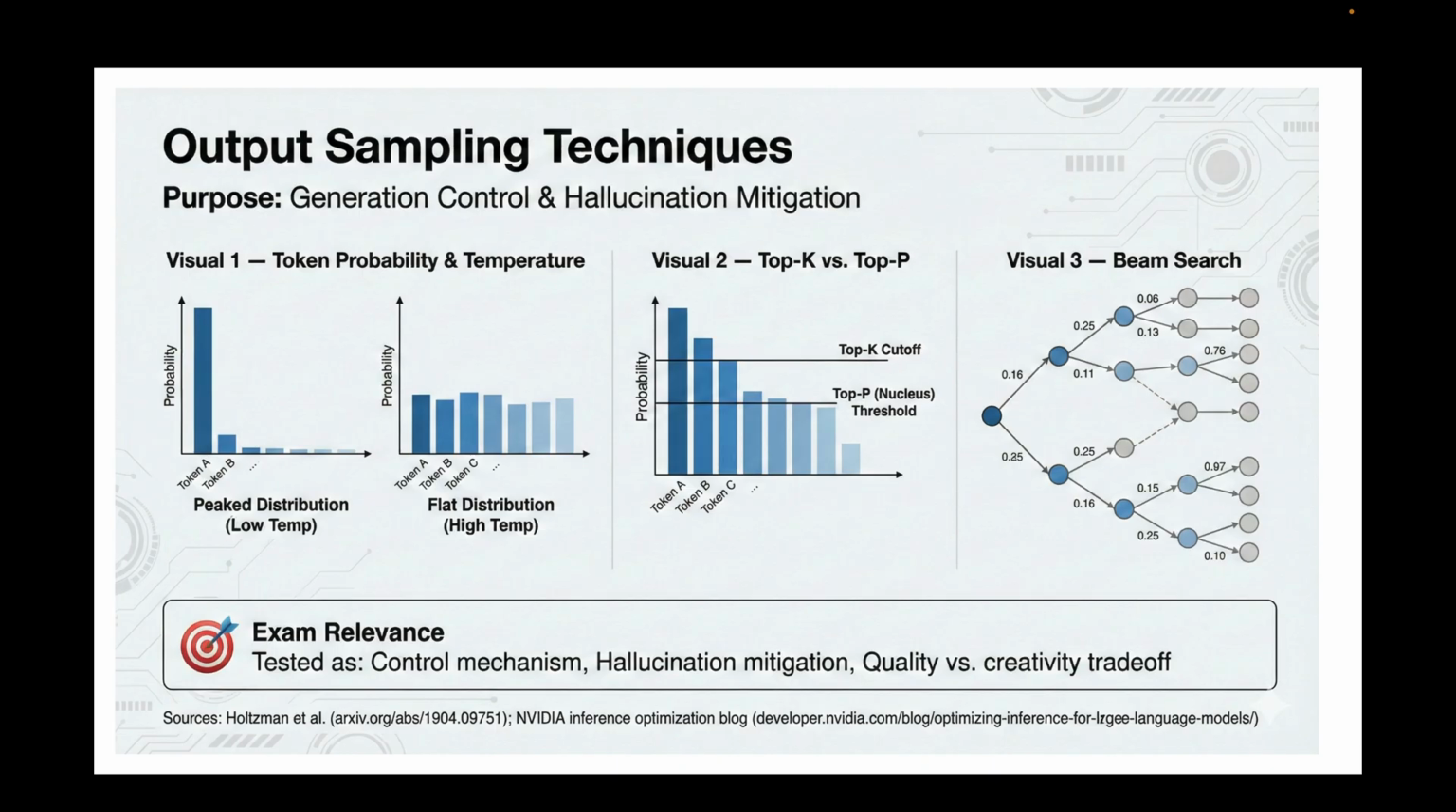It's computationally more expensive than greedy decoding, but it often results in more coherent overall sentences, especially for tasks like translation or summarization. Mastering these controls is your primary defense against hallucinations and is crucial for tuning model performance in production.